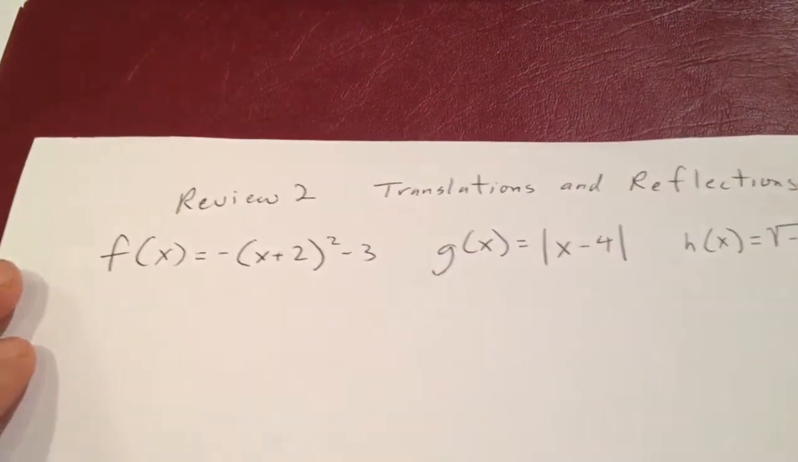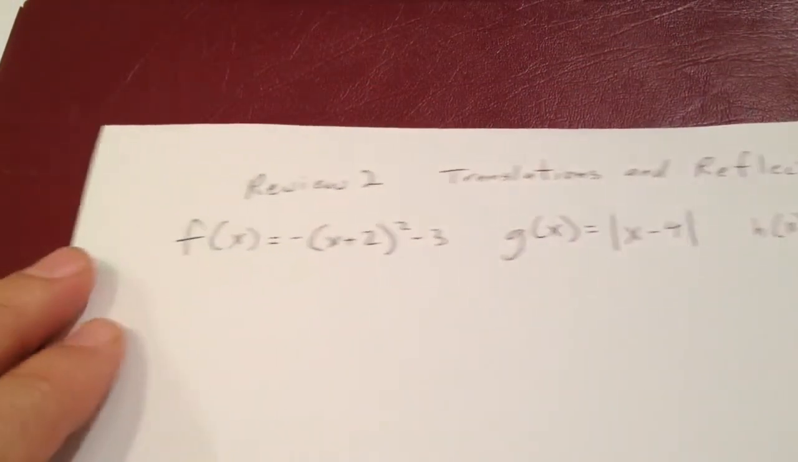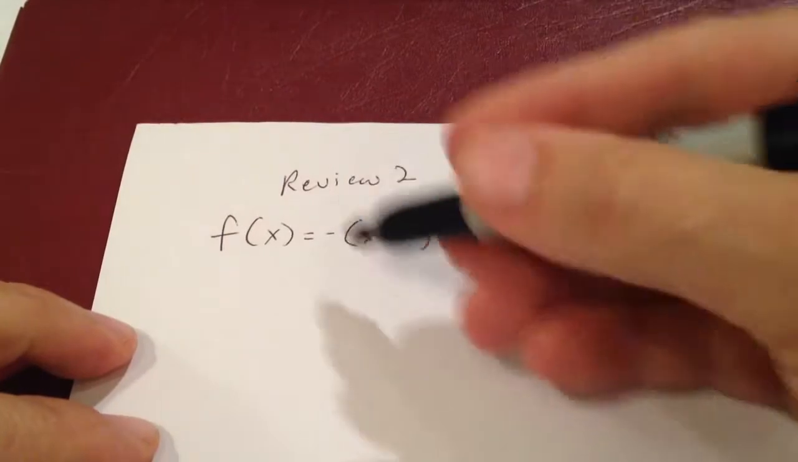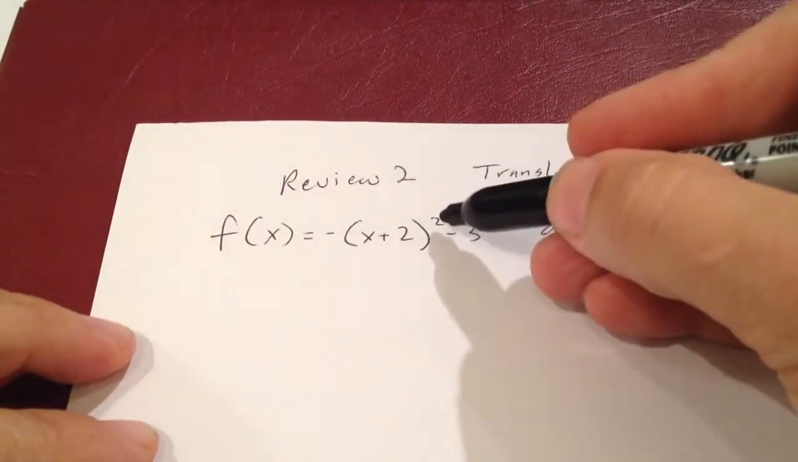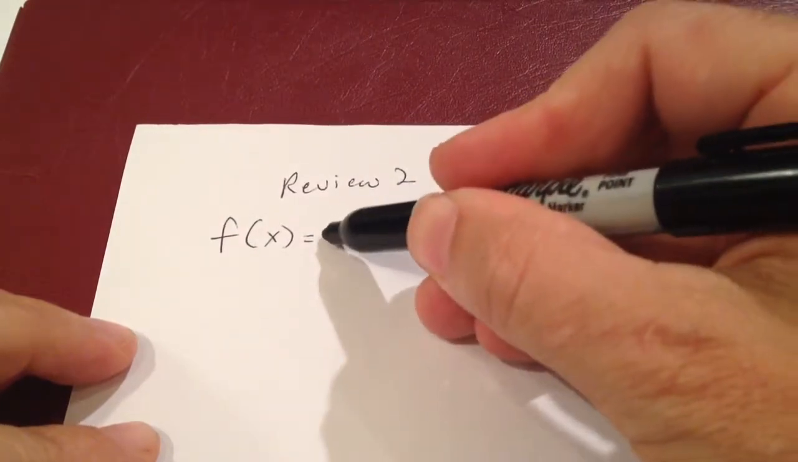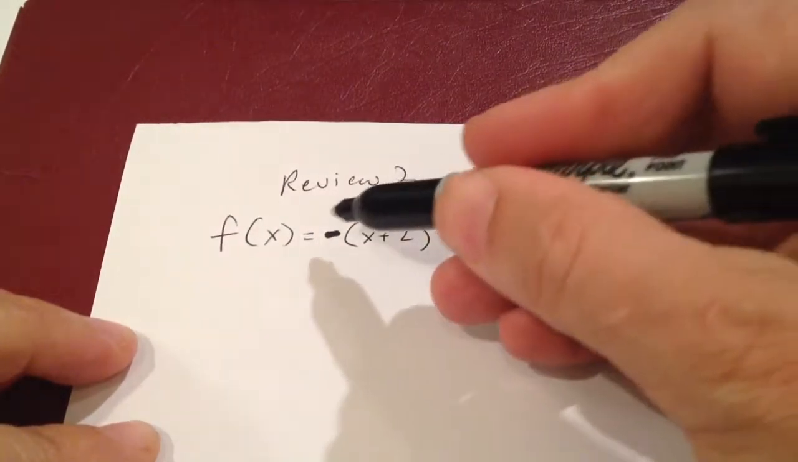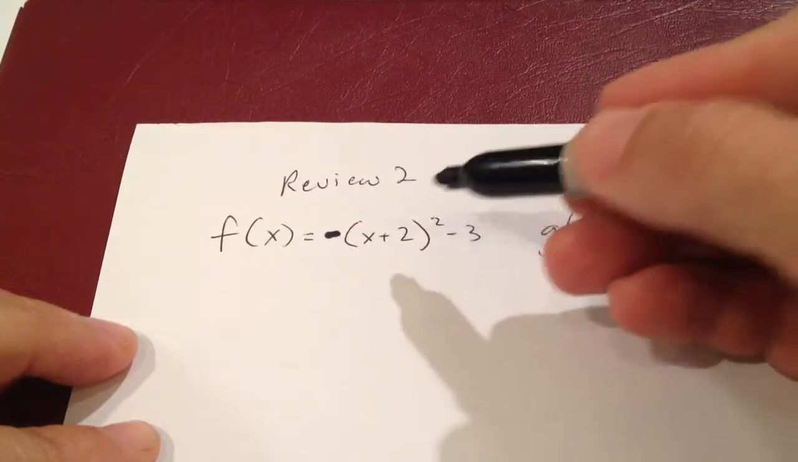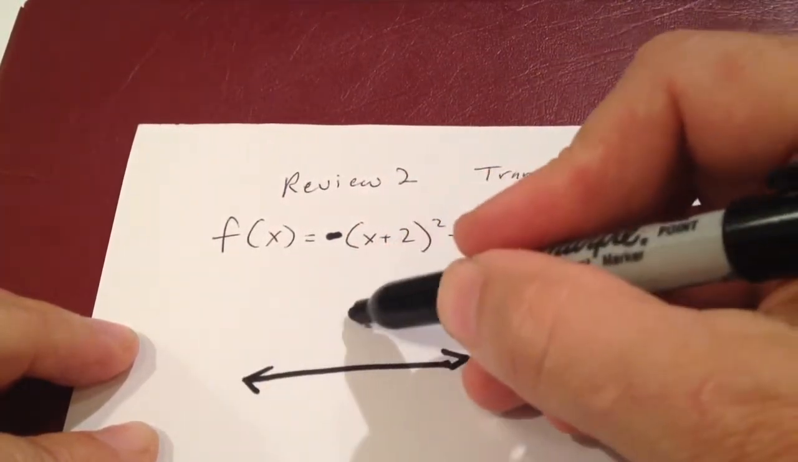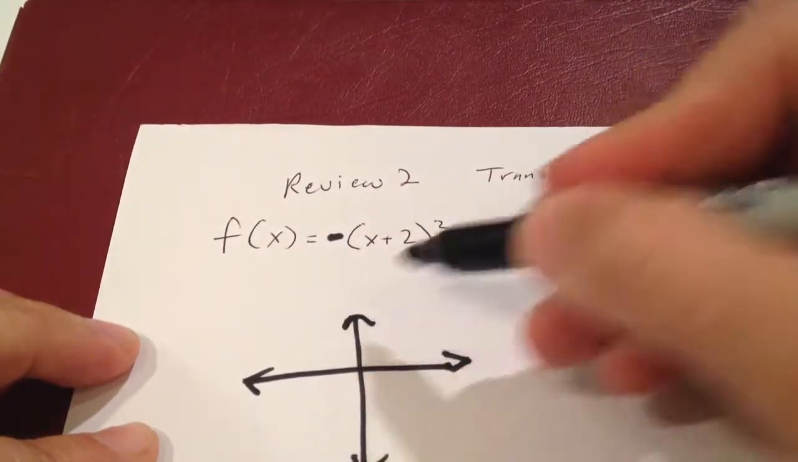A little bit more review. Here are my notes. Translations and reflections. You should be comfortable with telling someone what this all does. So first of all, parent function, we know that's going to be a parabola. But we've also got a negative out front, so that tells us that this is going to be a flip or a reflection across the x-axis. So we know that's going to be the parabola upside down.